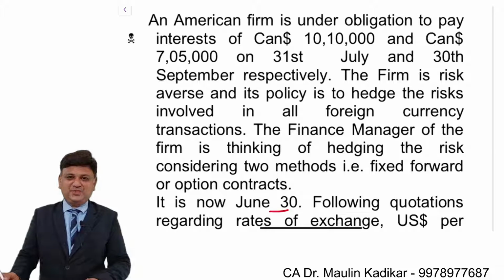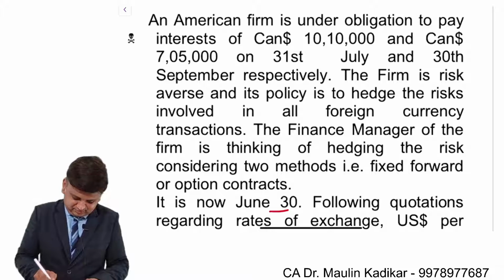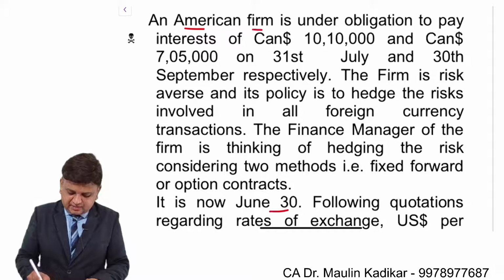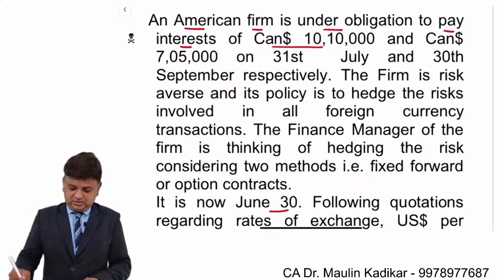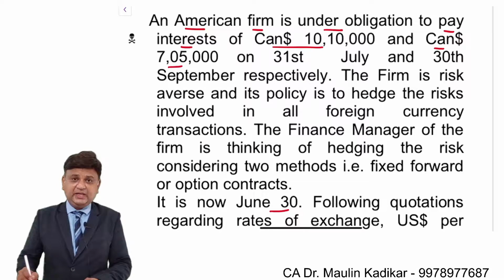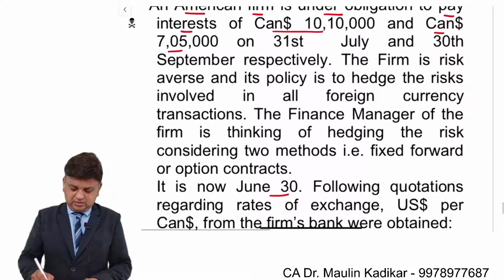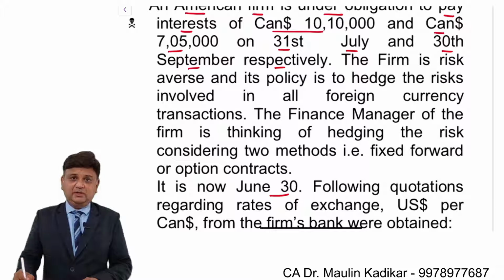Let us see the next question. An American firm is under an obligation to pay interest of 10,10,000 Canadian dollar and 7,05,000 Canadian dollar on 31st of July and on 30th of September respectively.